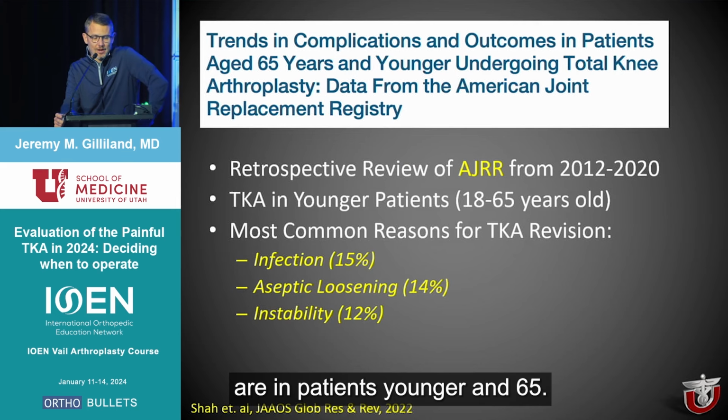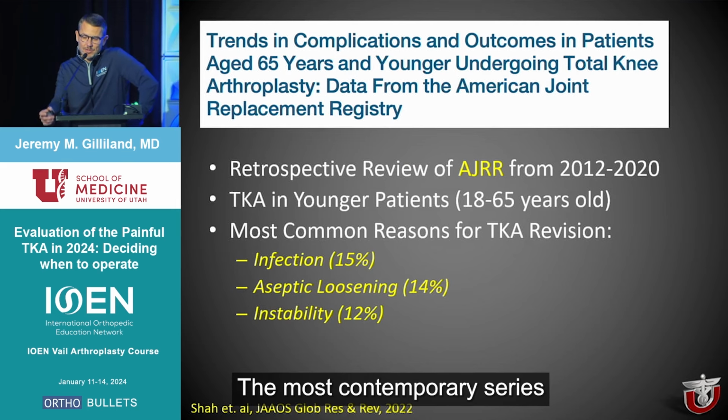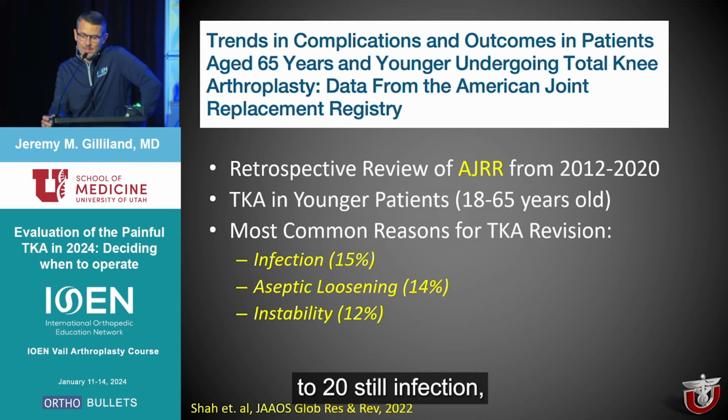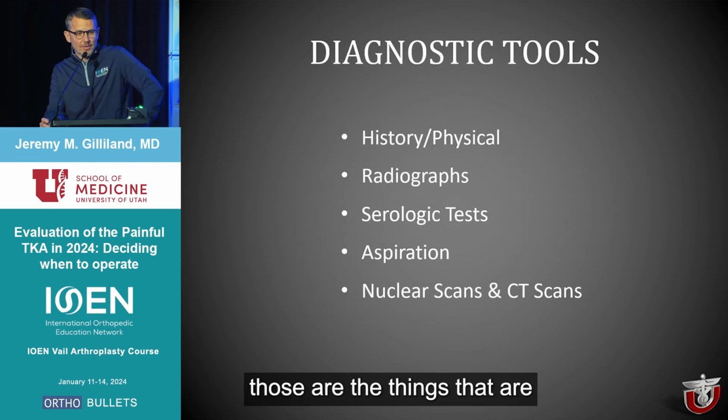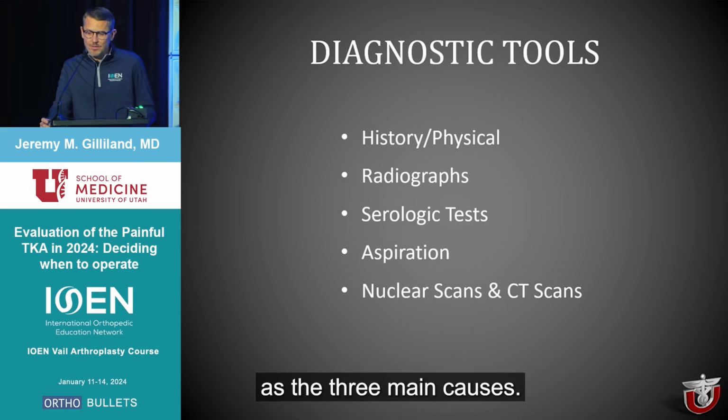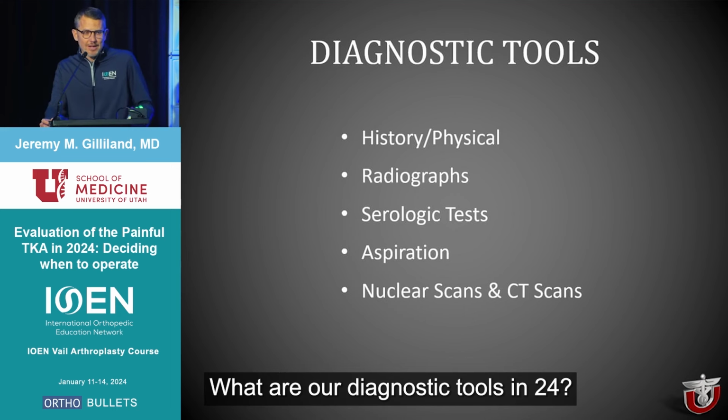The AJR in patients younger than 65, the most contemporary series here, 2012 to 20, still infection, aseptic loosening, and instability. So when you're evaluating that painful knee, those are the things that are sort of on your mind as the 3 main causes. What are our diagnostic tools in 24?